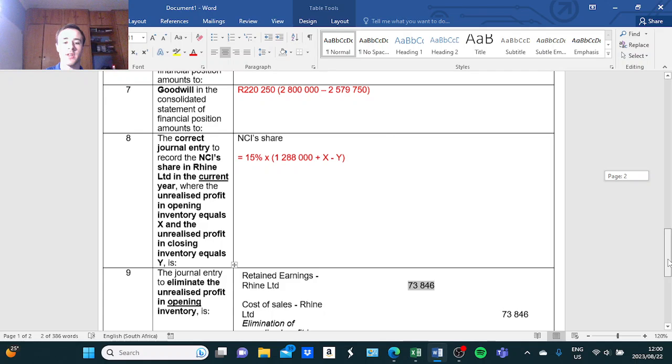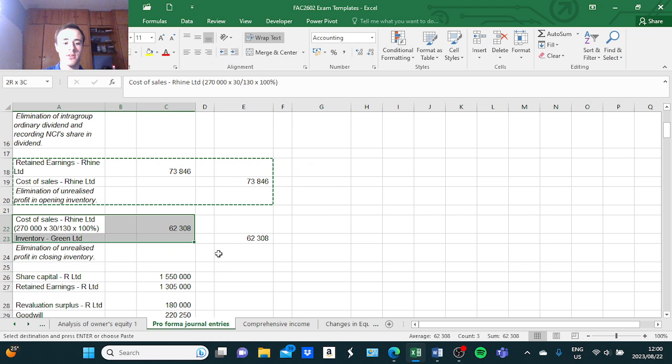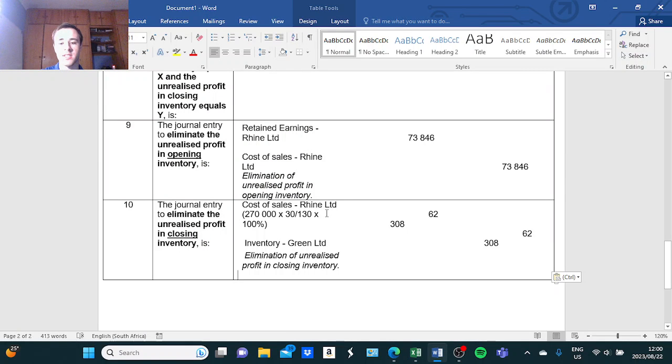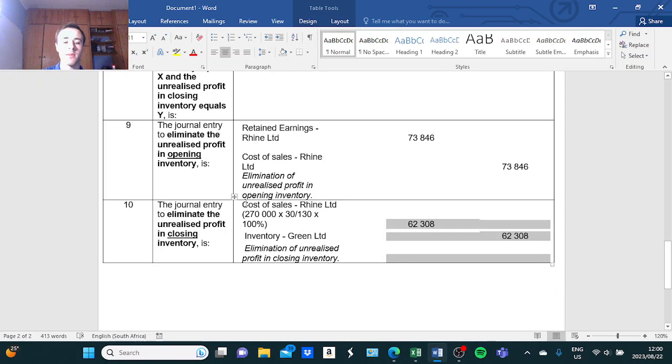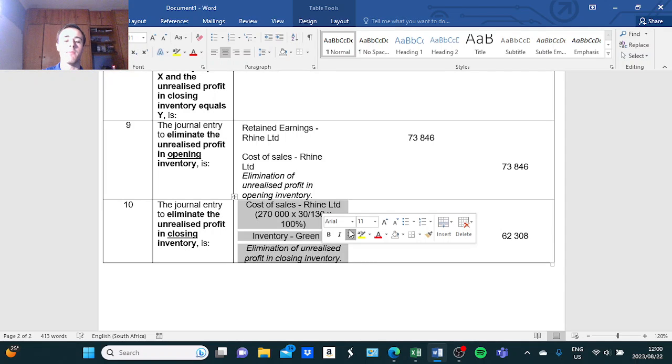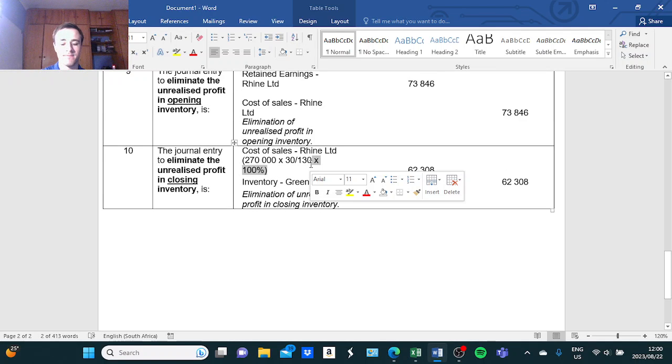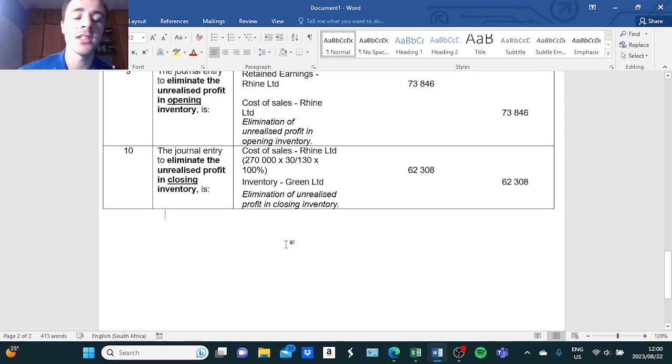And then the journal entry to eliminate the unrealized profit in closing inventory will be as follows. We have debited cost of sales for Ryan Limited, and we have credited inventory for Green Limited. I have already explained both eliminations in detail, so please rewind so that you can understand how the journal entries have been drafted. And that, ladies and gentlemen, concludes today's lesson.